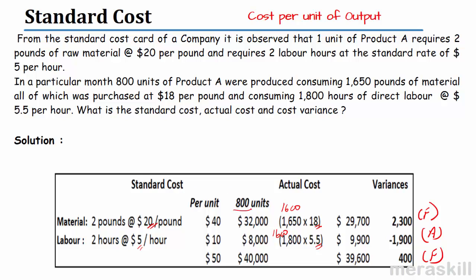The standard cost is for the actual output. We take the standard cost per unit and then find out what it would be for 800 units. Standard cost is for actual output. So I'm writing this like this: cost for actual output.